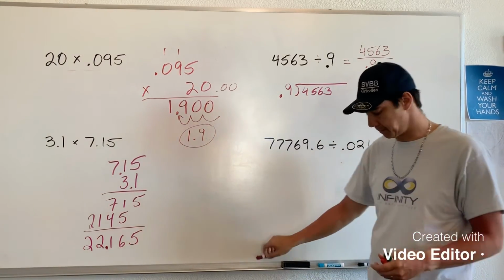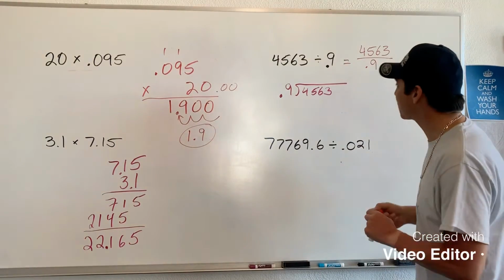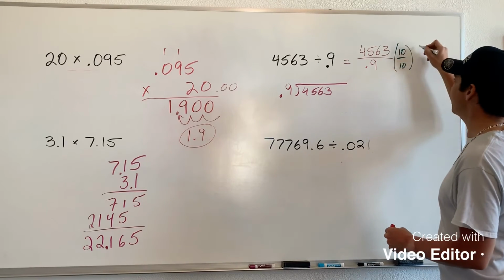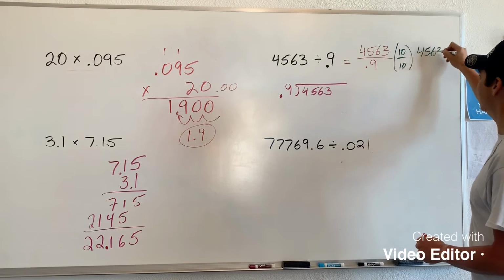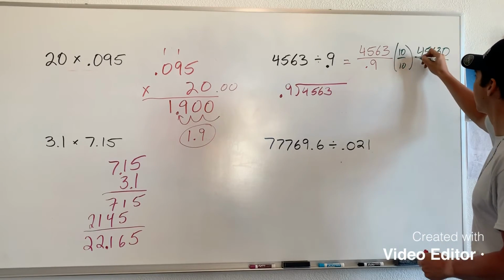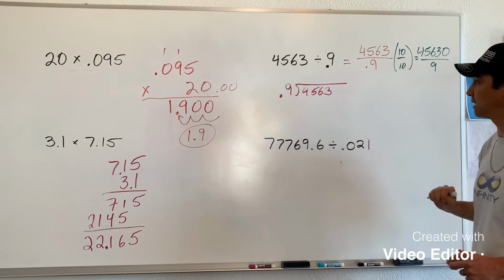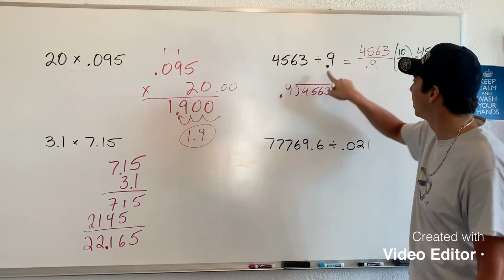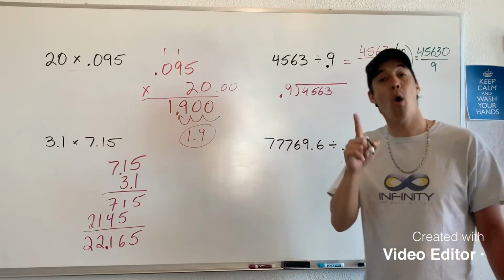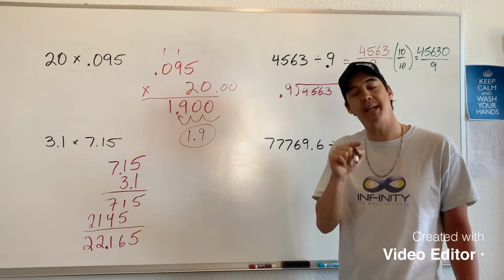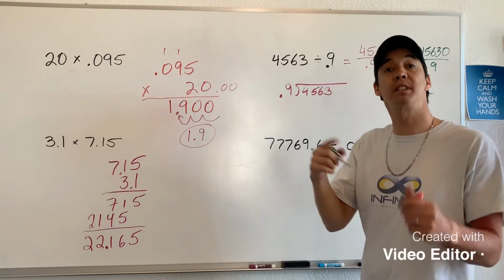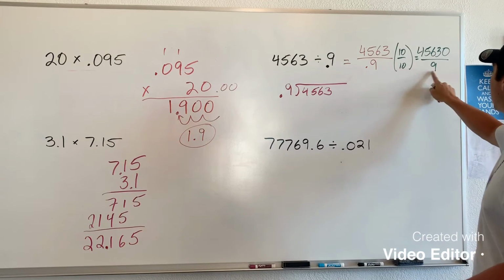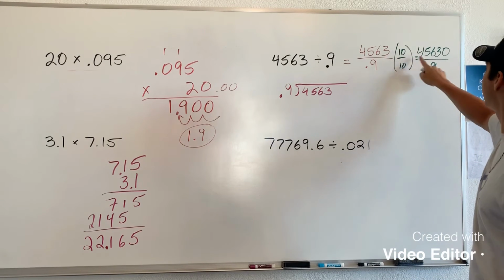And here's the secret, all right? First of all, I can multiply this by 1 in the form of 10 over 10, which would give me 45630 over 9. These are the same things, which leads to our division rule. You got to make the denominator a whole number by moving the decimal. However many times you move the decimal in the denominator, you must do the same to the numerator.